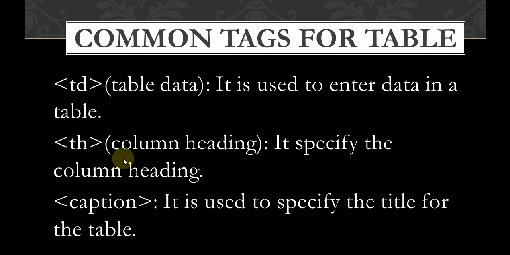Next, TH, that is the column heading. Basically, it is used to specify the column heading. Once the table or row is created and you want to make some heading in that table, for creating that heading you need the TH tag. Caption: if you want some title for your table, then you need the caption tag. We will see all these with the help of the program. Let's see the program.